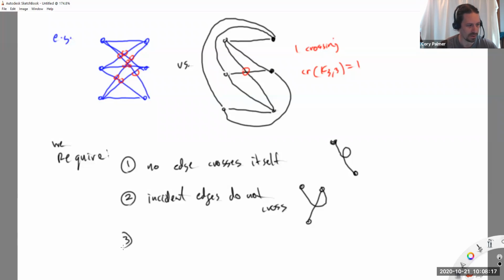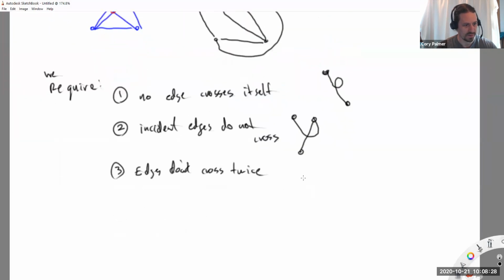Okay, and then the third one here is that edges don't cross twice. So if you do have a crossing, here's one edge, and then you have another edge like this, it doesn't cross over 2 times like this. Okay, so I want to forbid all these situations.